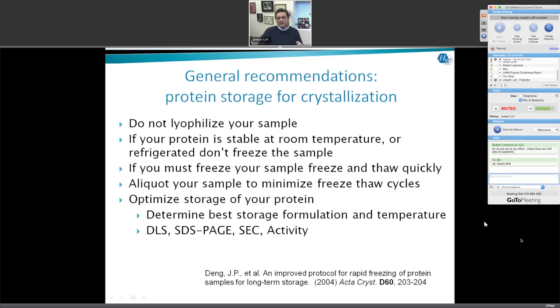Okay, and the other important thing is to aliquot your protein. You don't want to have all the sample in a single tube and freeze it and thaw it many times during the process of doing different experiments. So set up small aliquots, store all of the aliquots at whatever temperature you decide to store them at, say -80, and then just take out aliquots as you need them, and leave the rest frozen.